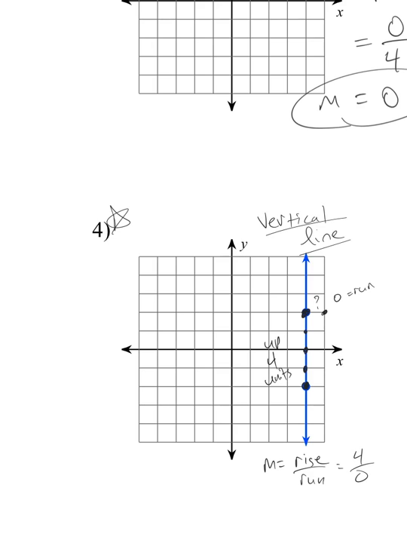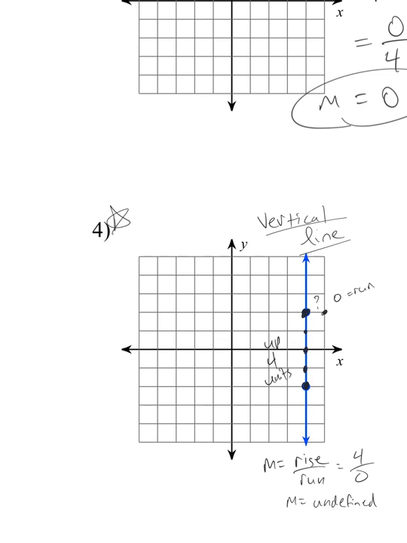Okay, well, as you guys know, dividing by 0, I mean, if you took your calculator out and you did 4 divided by 0, it would say undefined. Okay, so we can't divide by 0. This slope is undefined.